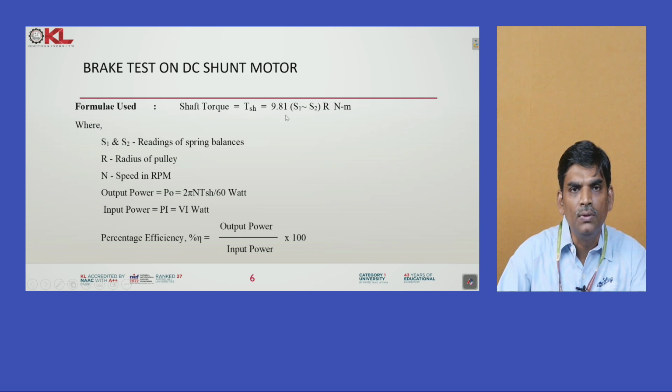Shaft torque is equal to 9.81 into (S1 minus S2) into R, where R here is nothing but R plus T by 2. Here S1 and S2 are the readings of the spring balances, R is the radius of the pulley, and N is the speed in RPM, as I told already. Output power is equal to 2 pi NT by 60. Our shaft torque is considered for the output, and input power is the VI. So overall efficiency is equal to output power by input power.